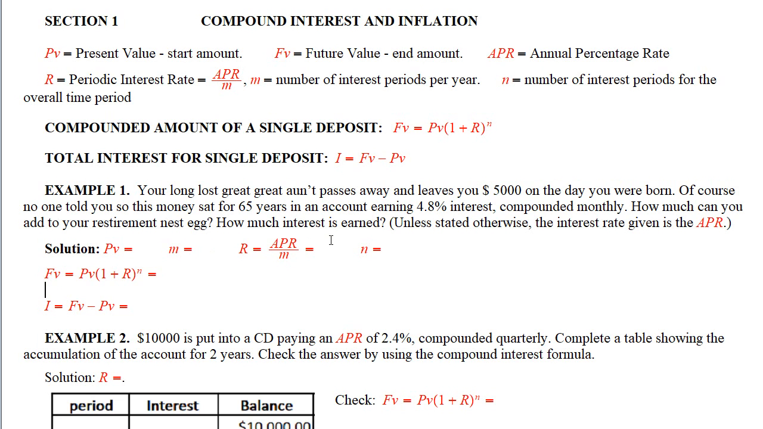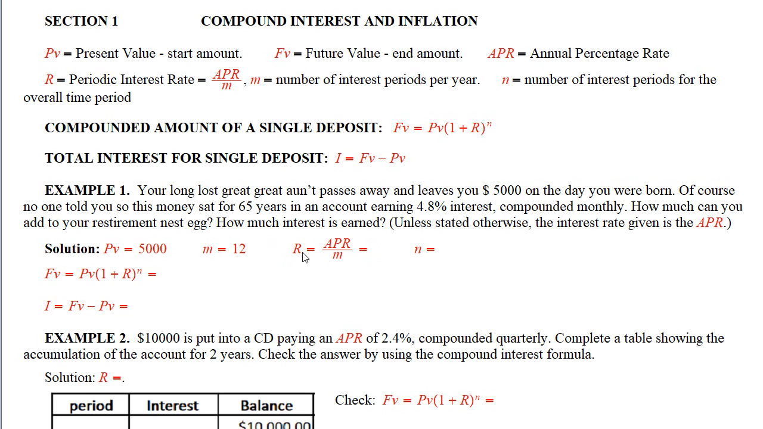Note here, unless stated otherwise, your interest rate is given as the APR. So that 4.8% is an APR, not what's called a yield. That's what we call a nominal interest rate. So we want to use this formula here: future value is present value times (1 plus r) to the n. We need our PV, we need R, and we need n. PV is our start amount, that's the $5,000. And M is compounding periods per year, and they tell us it is compounded monthly, so M is going to be 12.